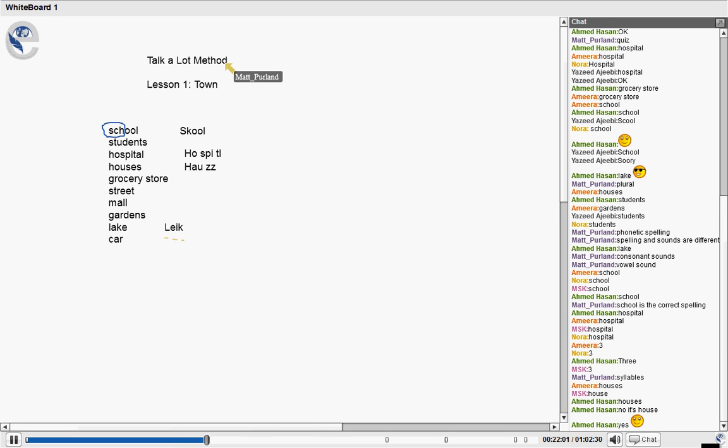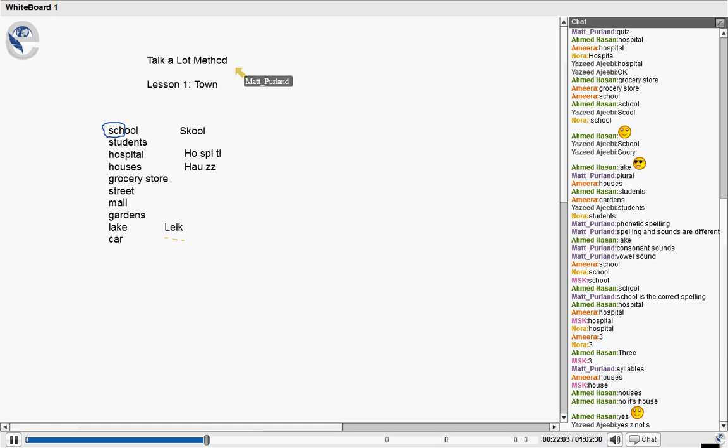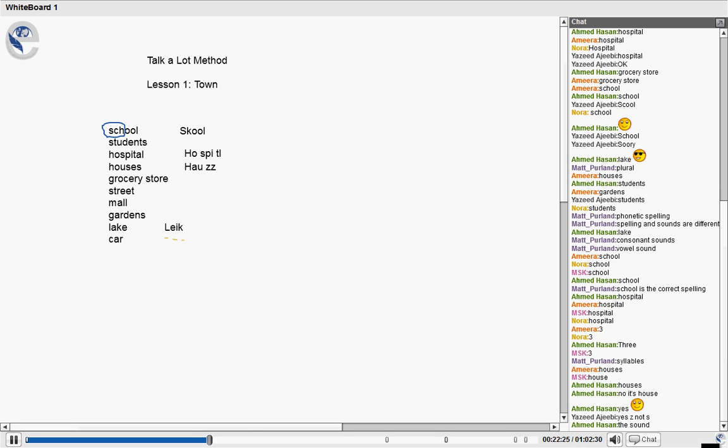So, this is the first point really of the Talk a Lot method. Spelling and sounds are different in English. We have to learn two things. When you're learning a new word, like school, you have to learn the spelling and the sound. Spelling and sound together. That's why it's important to have a lesson with a teacher, because they can help you learn the sounds of the word.